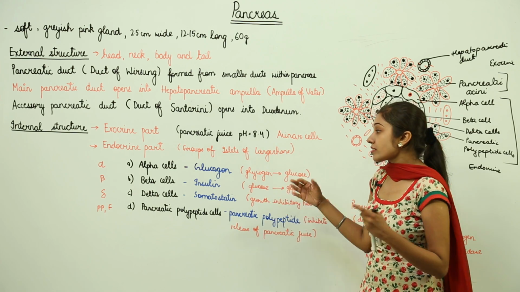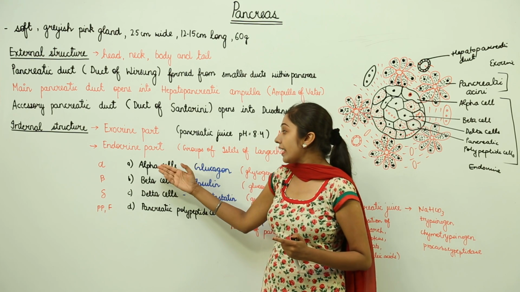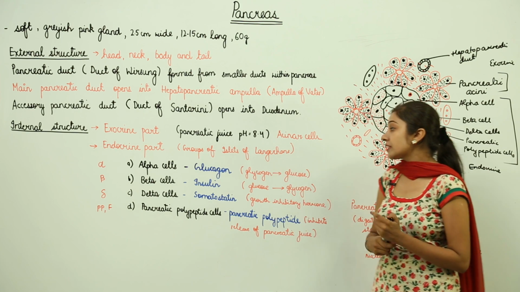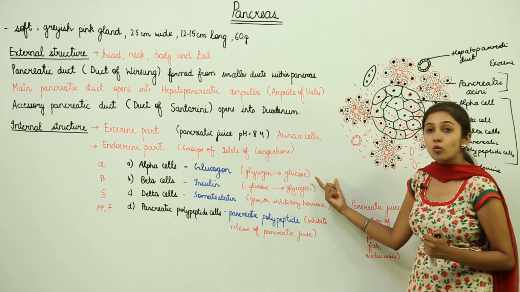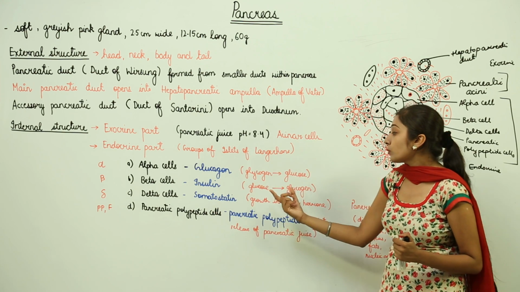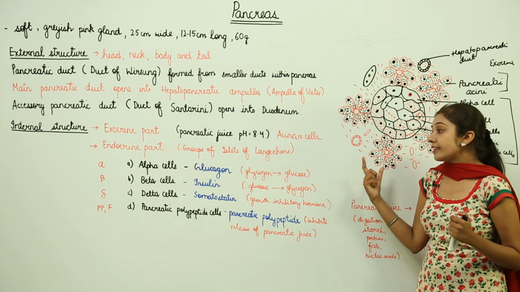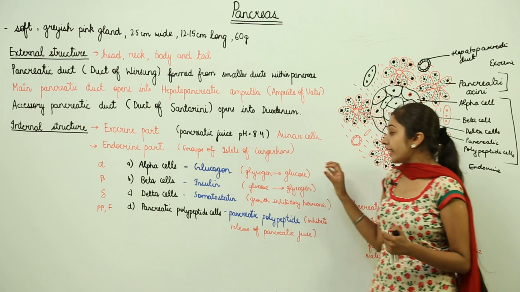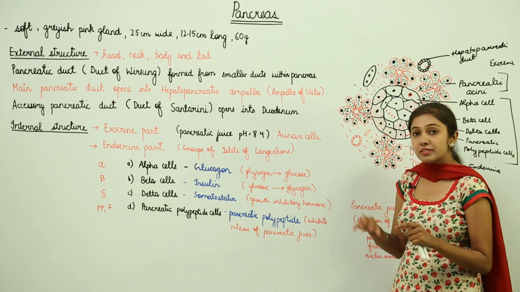Now let us see what type of hormones these cells release. The alpha cells release the hormone glucagon. This glucagon helps in the conversion of glycogen into glucose. And the beta cells secrete the hormone insulin. Insulin converts glucose into glycogen. If there is a deficiency of insulin in your body, you can suffer from diabetes mellitus, right?